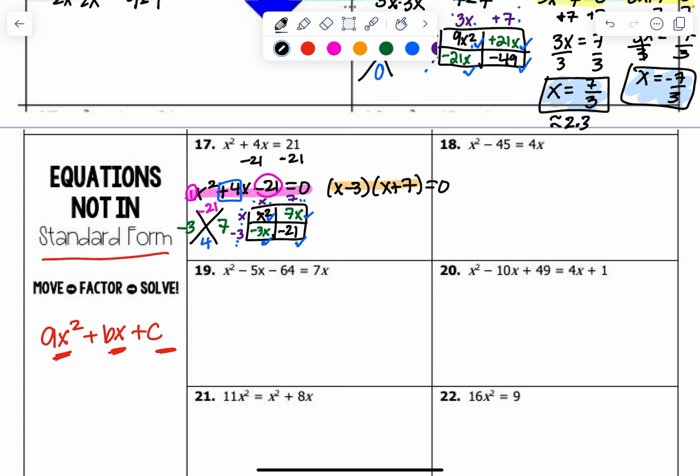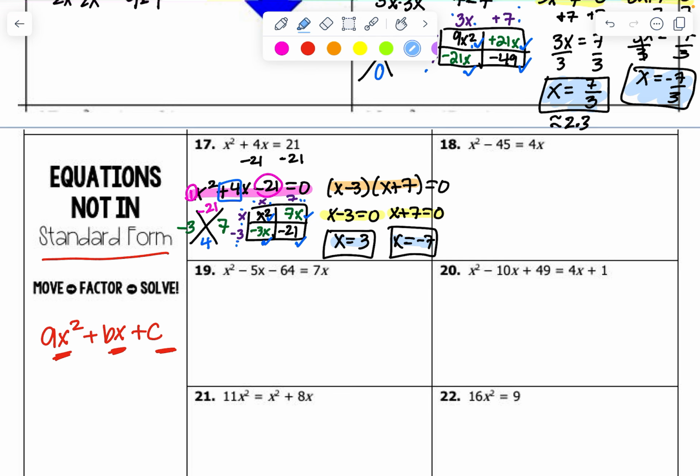Step 3, set each factor equal to 0. Step 4, get x alone. Boom. Done. How cool is that? Let's do another one, shall we?